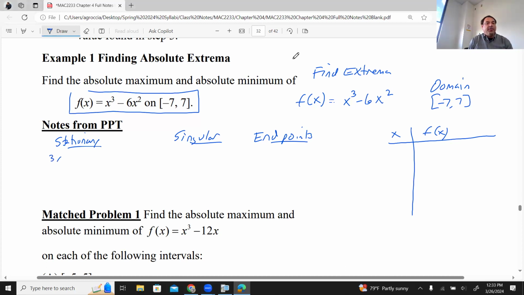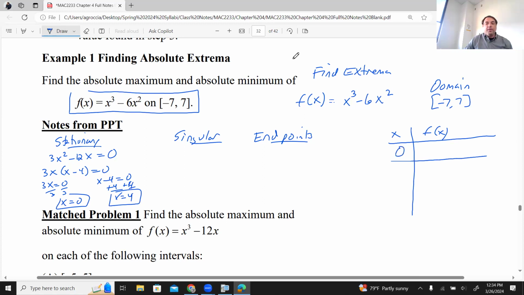Stationary, you take the derivative, 3x squared minus 12x equals 0. Okay, this one is quadratic, so you could use quadratic formula. But I'm going to go ahead and factor out a 3x, which leaves you with x minus 4. Set each piece equal to 0. You get x equals 0. X minus 4 equals 0. Add 4, x equals 4. So we have 2 possible stationary points at 0 and 4. And we'll figure out what they are. But again, algebra.